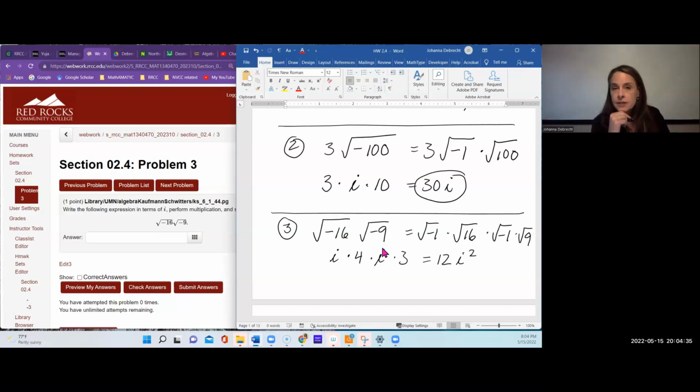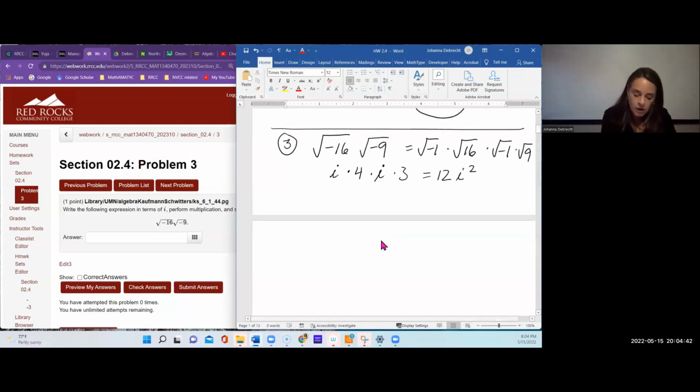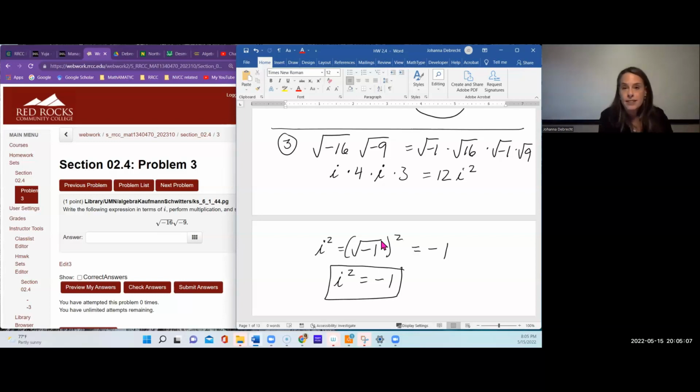Now we have another definition. What is it that we get when we square an I? When we square I, remember that I itself is the square root of a negative 1. So when I square the I, I'm squaring the square root of a negative 1. And that means that it lifts off the radical and gives me the number that's underneath, which is negative 1. I squared then is equal to negative 1. This is something you'll want to memorize.